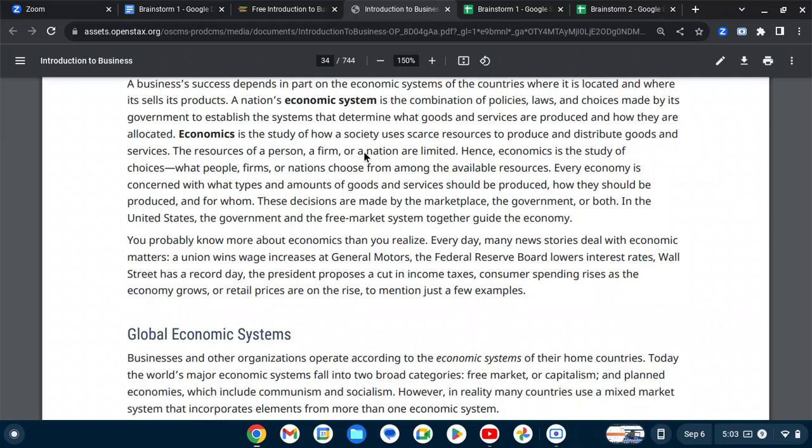You probably know more about economics than you realize. Every day, many news stories deal with economic matters. A union wins wage increases at General Motors. The Federal Reserve Board lowers interest rates. Wall Street has a record day. The president proposes a cut in income taxes. Consumer spending rises as the economy grows or retail prices are on the rise, to just mention a few examples.